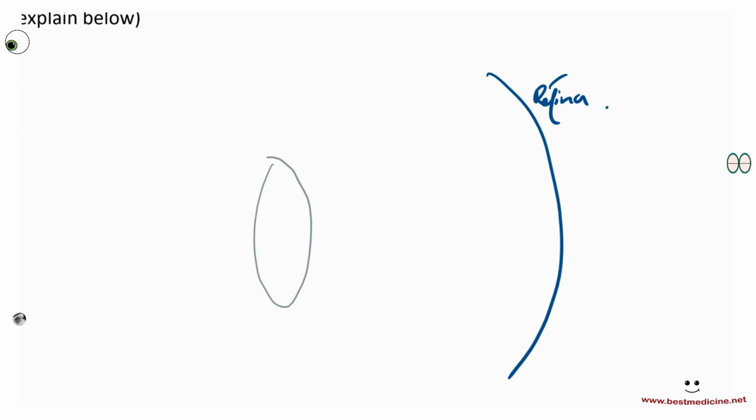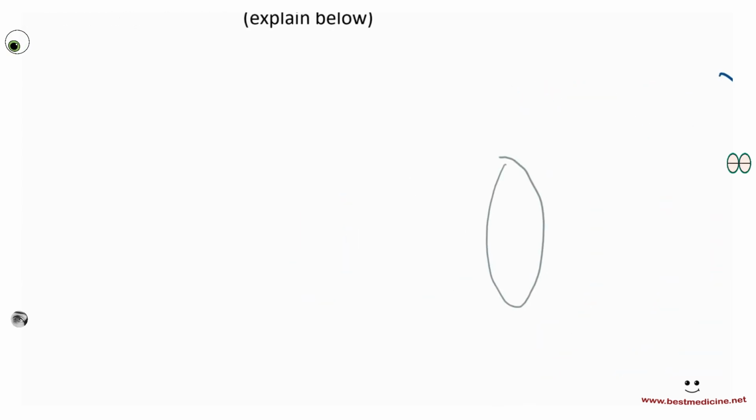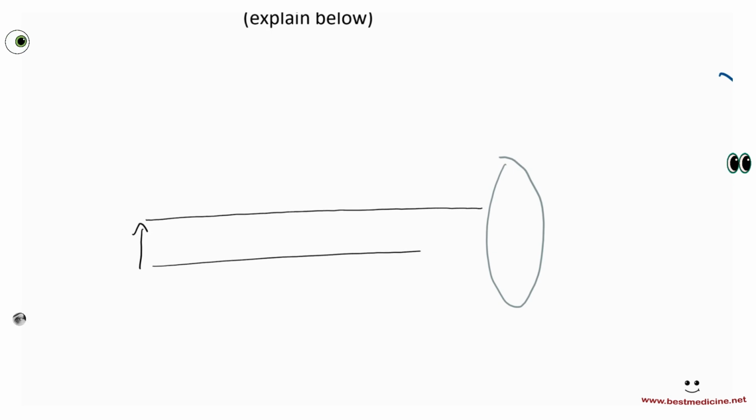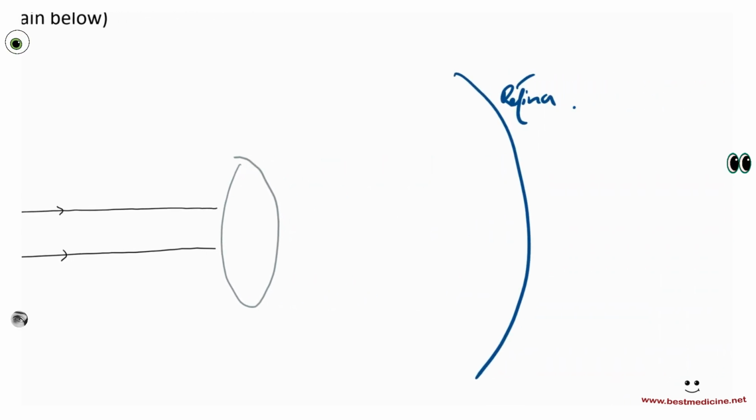So let's say there's an object that is very far away from the lens, right over here, all the way here. The light rays coming from this object are going to be relatively parallel. So when they land onto this lens, the lens has a little bit of refractive power, and it will start focusing the light rays onto the retina by bending them just a little bit. And now we get a sharply focused image here.